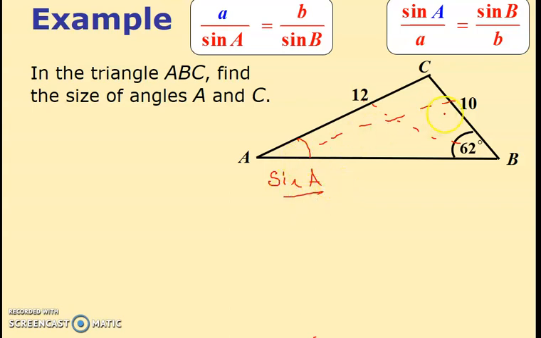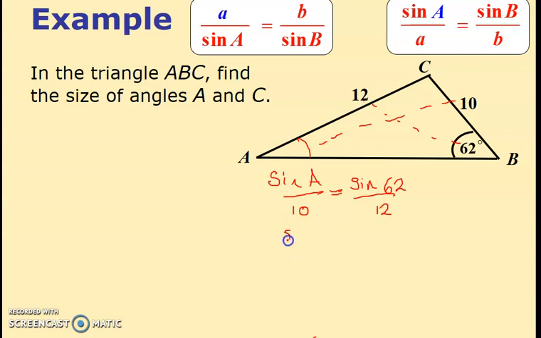What is the one opposite A? It's 10. And that is equal to, now I've written sine at the top, so I'm going to write sine at the top. And the other angle I've got is 62. Happens to be B, but it didn't have to be. I would have just used it anyway. And sine 62 over 12.